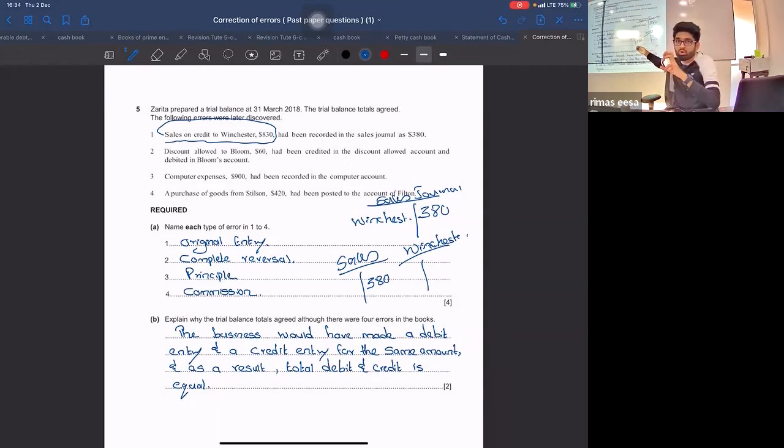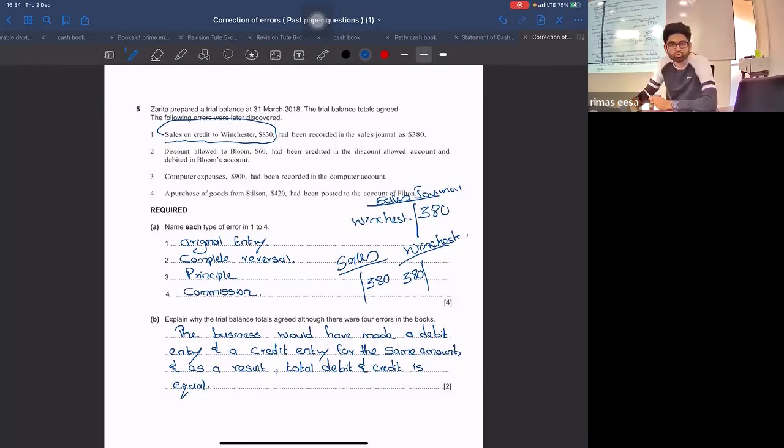The amount will be wrong. So sales account, you might have entered 380. Winchester account, you might have debited 380. What is the correct amount? 830. So that is why, because you have entered the wrong amount, you gave the name of the error saying error of original entry.